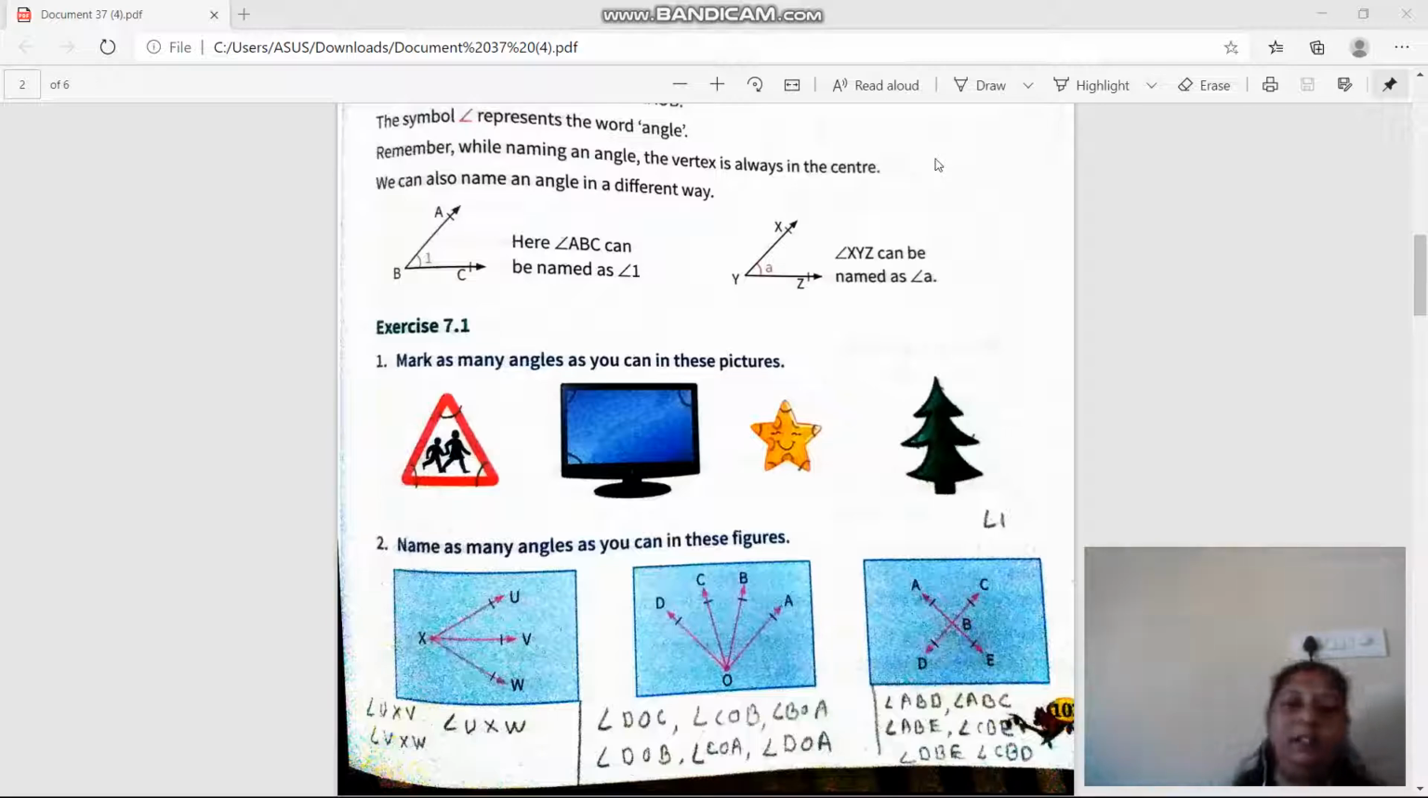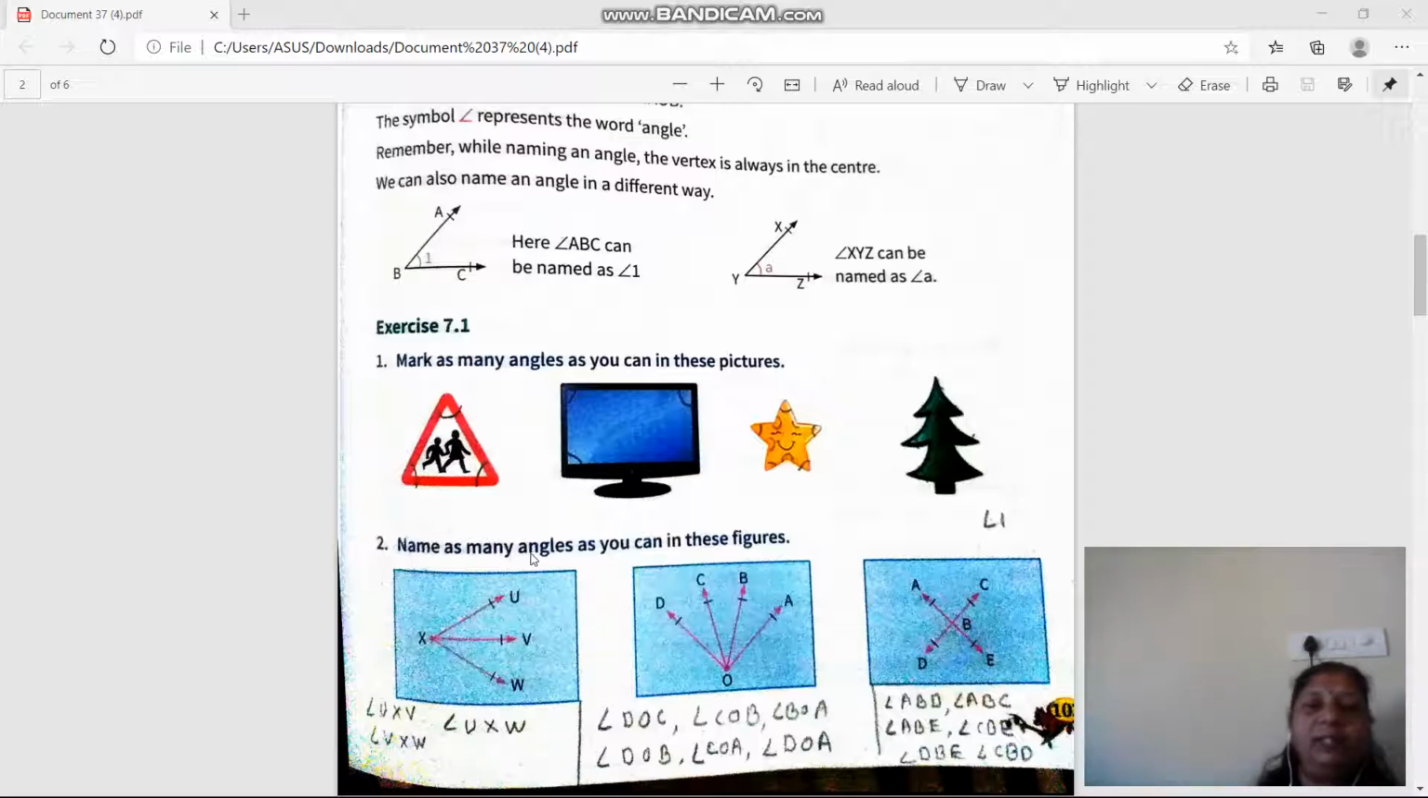Now we are studying a new chapter, Geometry. We have studied about the line segment, then ray. We have not studied them here, but let's get a recap. Then we studied about the angle. Now in this exercise 7.1 we are solving questions about the angle. The first question is completed, so let's see the second question.